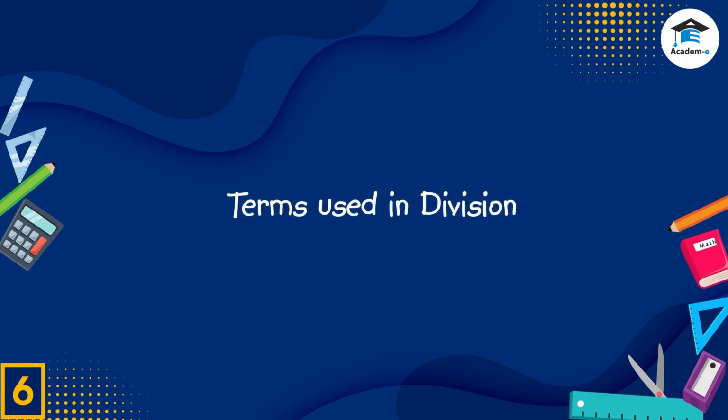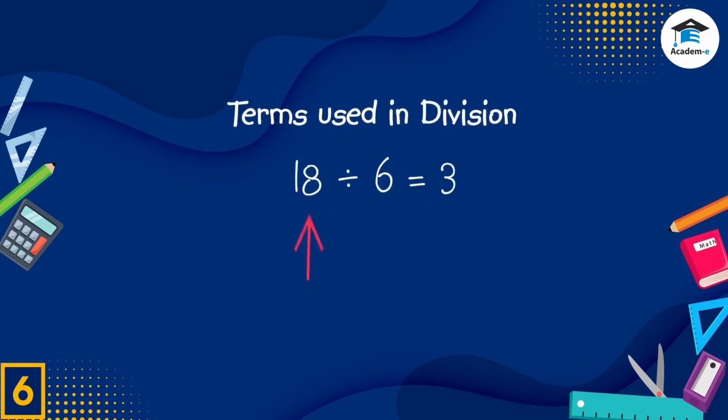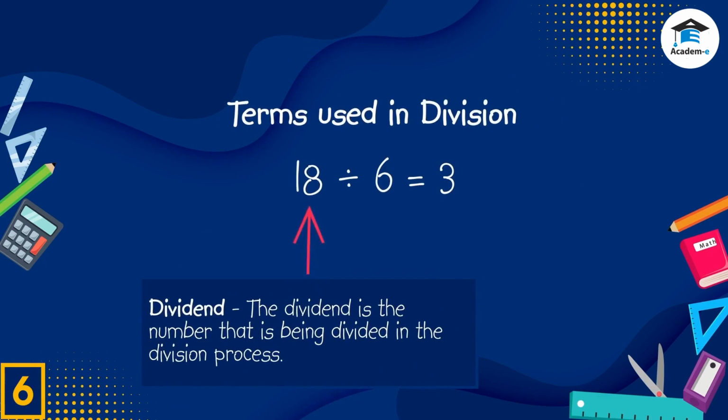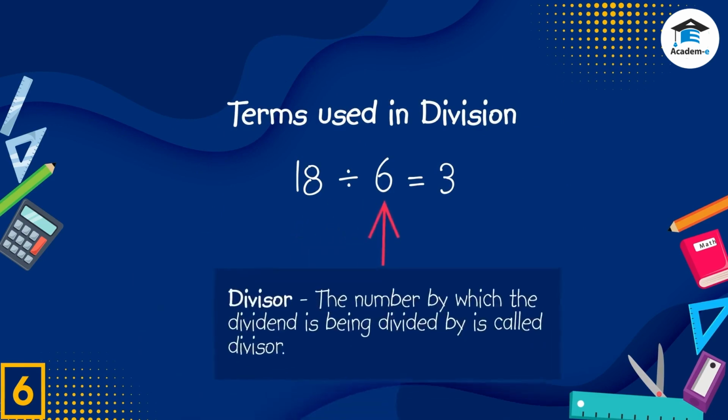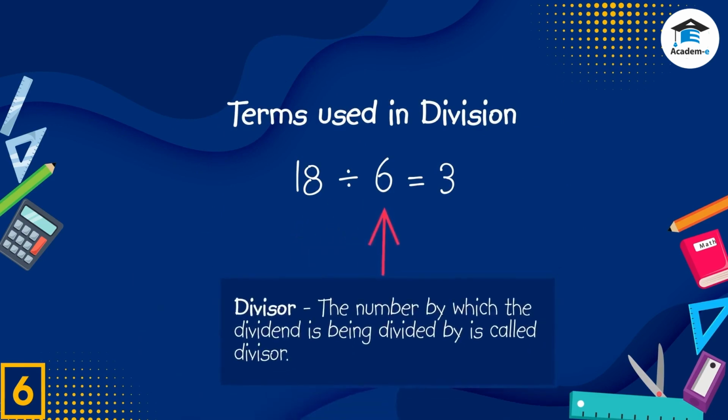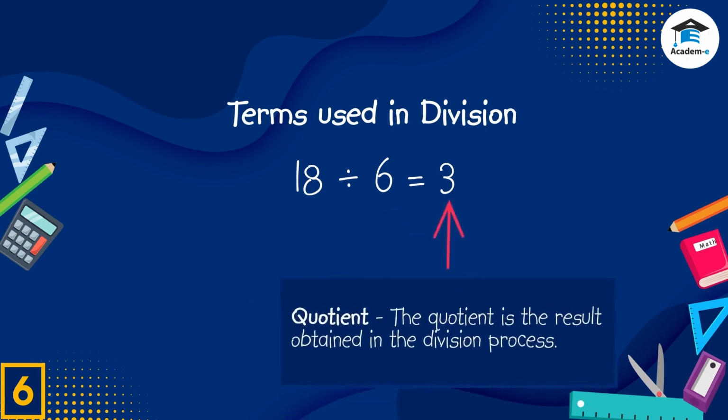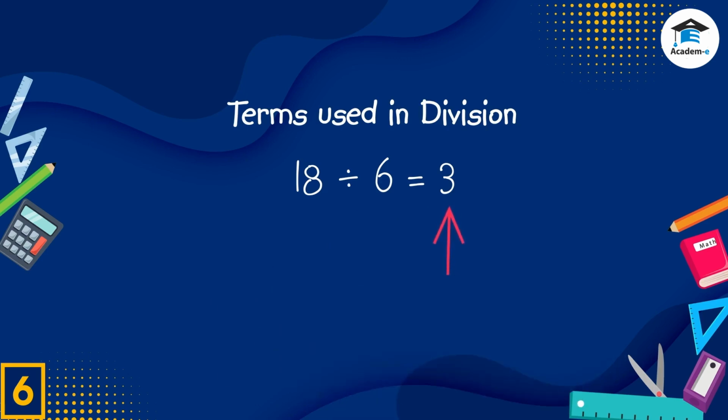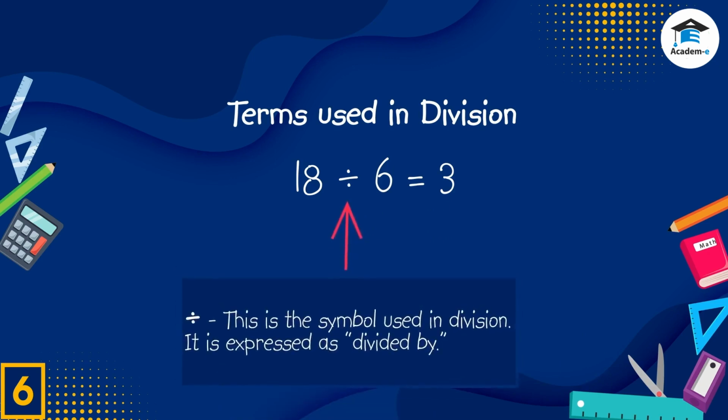What are the terms used in division? 18 is the dividend. The dividend is the number that is being divided in the division process. 6 is the divisor. The number by which the dividend is being divided is called the divisor. 3 is the quotient. The quotient is the result obtained in the division process. Look at the symbol used in division. It is expressed as divided by.